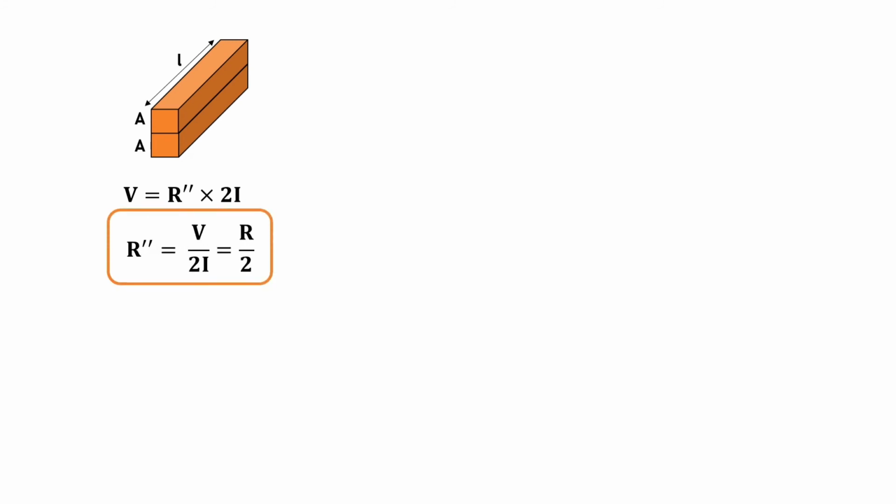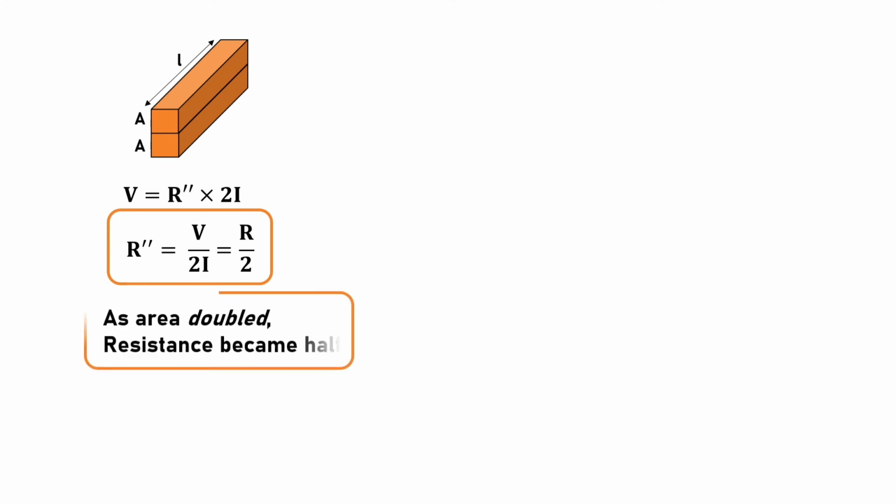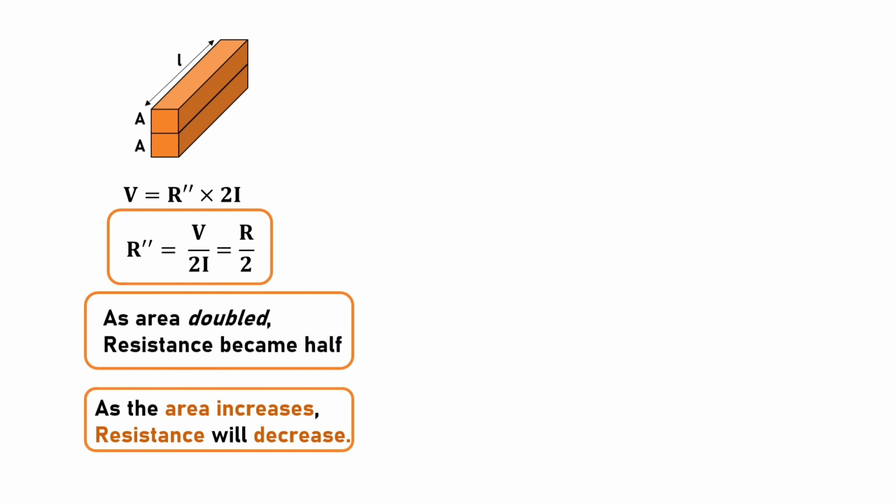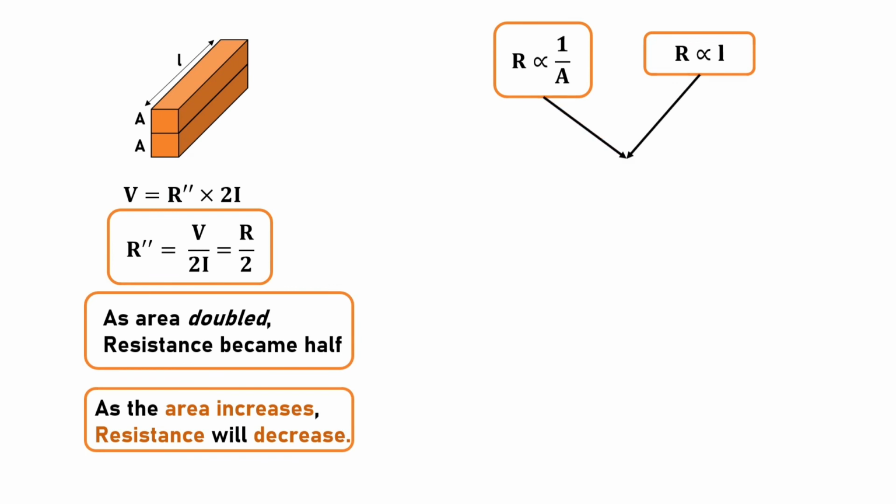We know that V by I equals capital R. Therefore, R double dash equals R divided by 2. By this, we can say that as the area is doubled, resistance becomes half. Generally, as the area of cross section increases, resistance decreases. Mathematically, it can be written as R is inversely proportional to A. Previously, we derived R is directly proportional to L. By combining these two, we can write R is directly proportional to L divided by A.